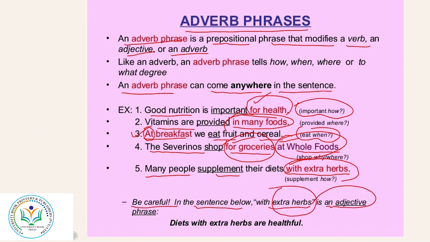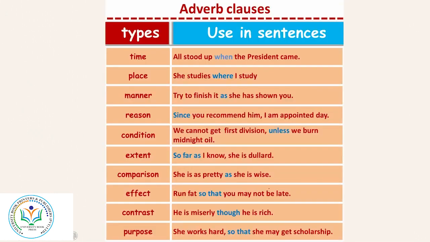Yes, it is an adjective. And what is a clause? As I told you, a clause contains a subject, verb and object. Simply. It can also have helping verbs and other things in it. What are the types? Use in a sentence.